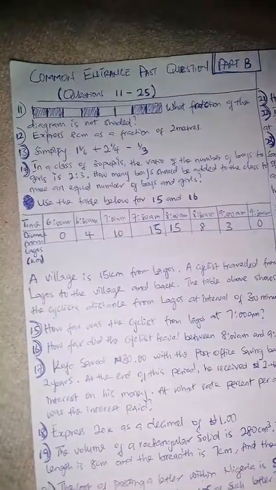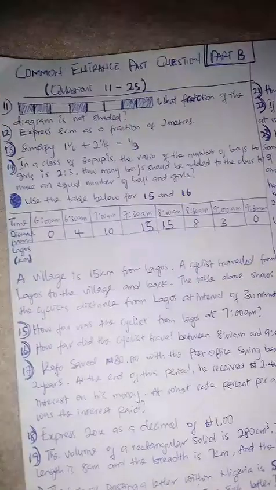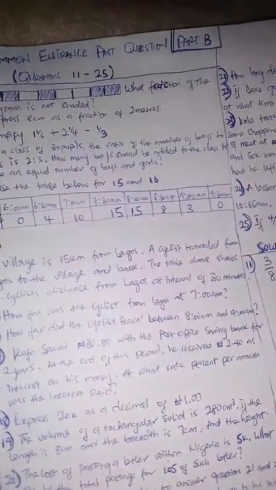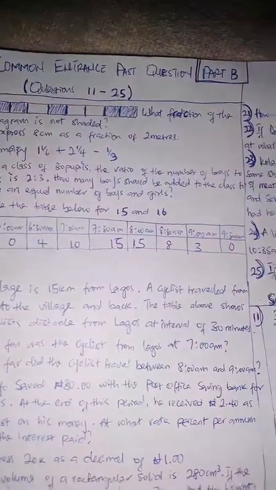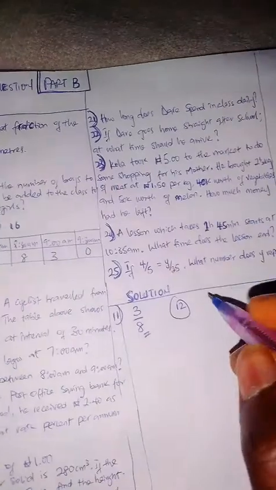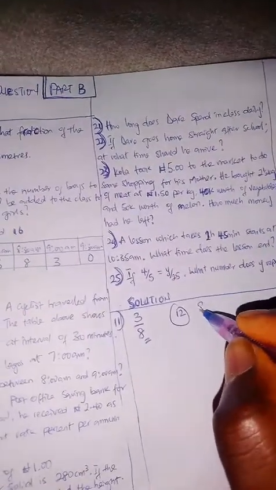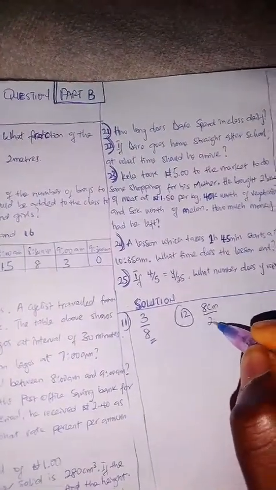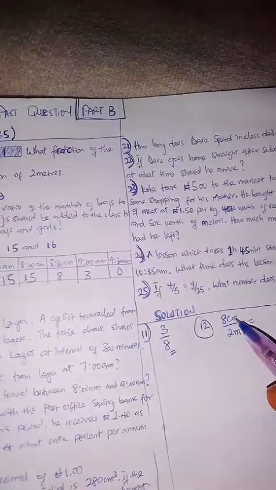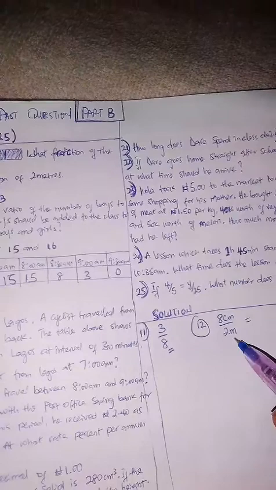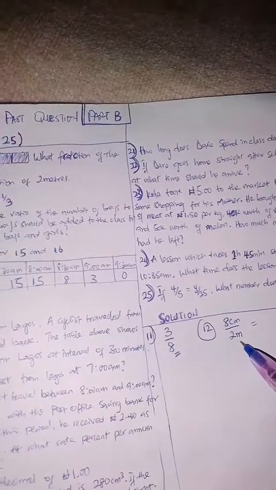Express 8 centimeters as a fraction of 2 meters. Let me solve it here. Express 8 centimeters as a fraction of 2 meters. Okay, in this case, I will have 8 centimeters over 2 meters. Now, the best thing I can do is either convert this to meters or convert this to centimeters, then solve. But let me convert this to centimeters.